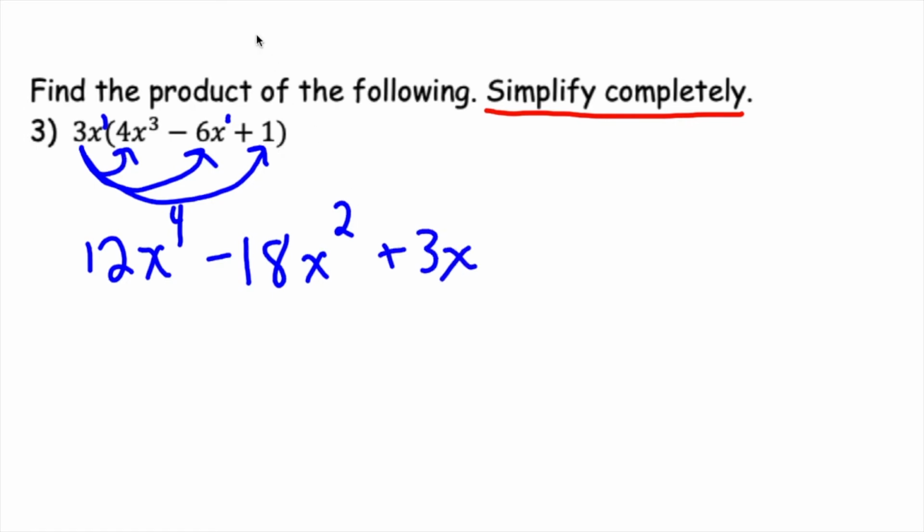But again, 3 times 1 is 3. X to the first, there's no x here, so we're just left with x to the first. So that's our final answer for number 3. No like terms to combine it. Remember, like terms have the same variable but also have the same exponent, which we do not have right here.